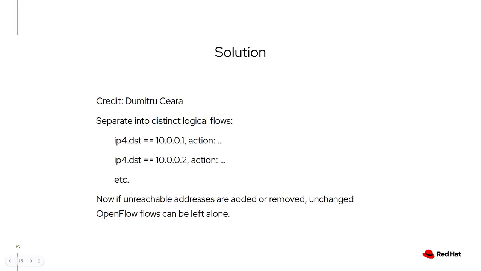Dumitru Ciobarcianu realized that a solution to this was to use separate logical flows for each unreachable address. This resulted in a larger number of logical flows, but it also resulted in much less churn in OVN controller. Now if we add a new unreachable address, say a new load balancer VIP, then it means only having to calculate a single OpenFlow flow instead of potentially thousands.